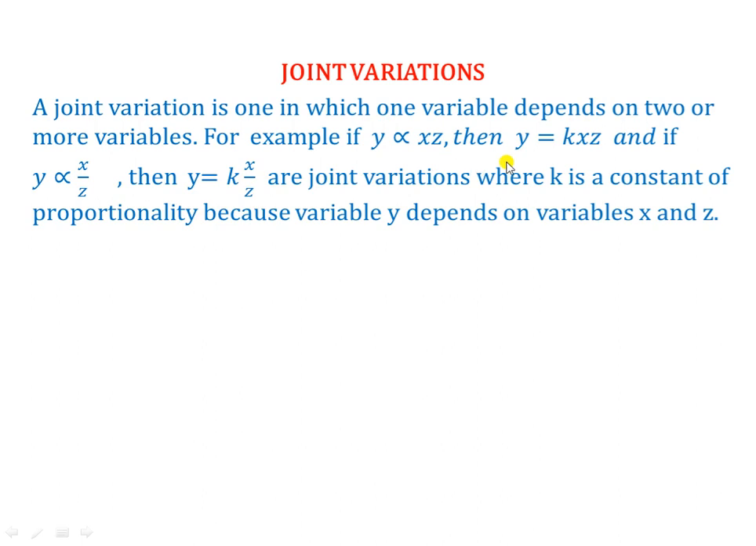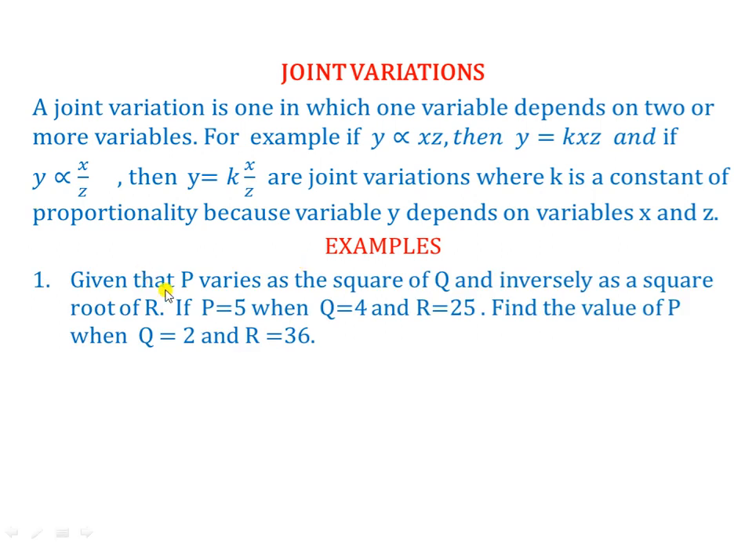In the first case, it meant that y is directly proportional to x, and the same y is also directly proportional to z. So get the two clearly and get the difference clearly. These are joint variations where k is a constant of proportionality, because variable y depends on variables x and z. In every case, y is expressed in terms of x and z. So let's look at some examples to elaborate on this.